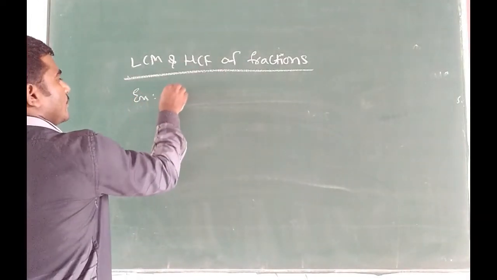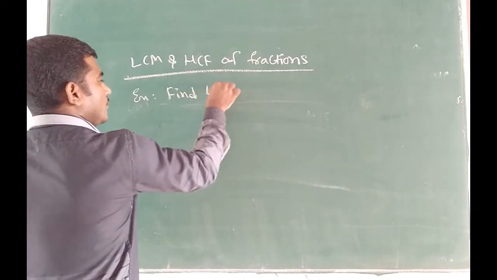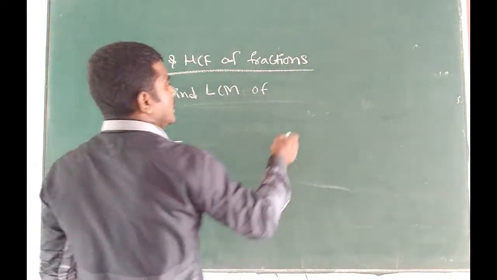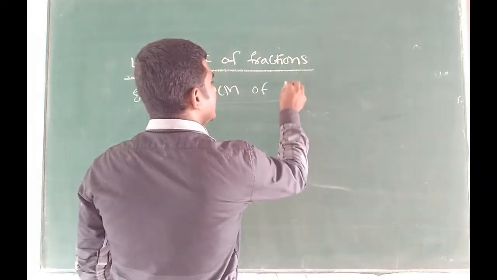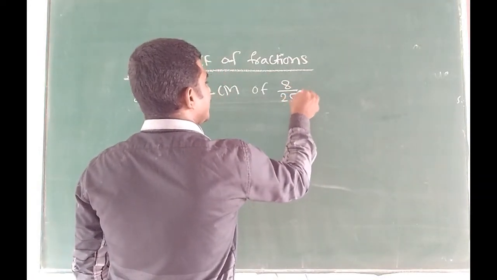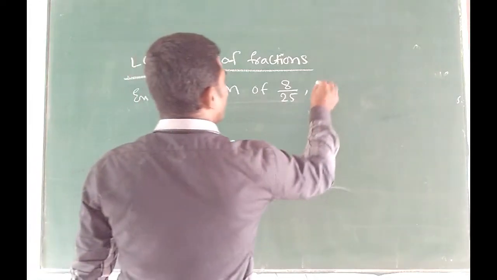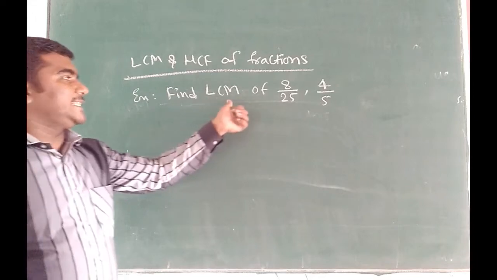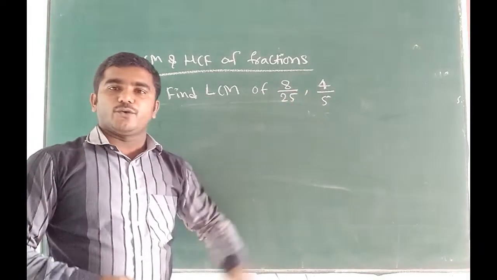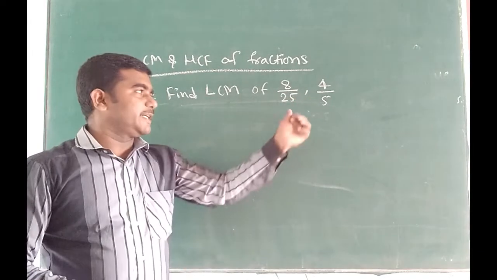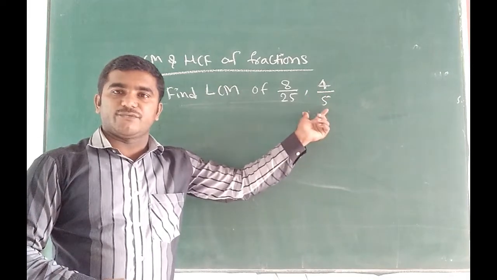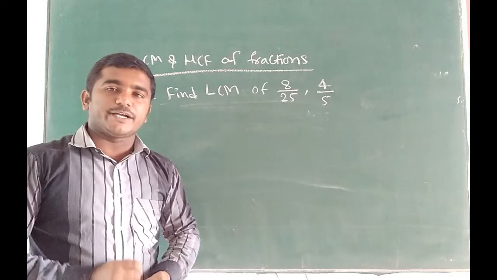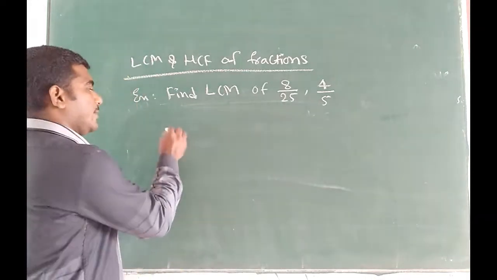Find the LCM of 8 by 25, comma, 4 by 5. What is the question? Find the LCM of 8 by 25, comma, 4 by 5. The fractions given are 8 by 25 and 4 by 5. How can you find the LCM of the fractions? We have a formula. What is the formula?